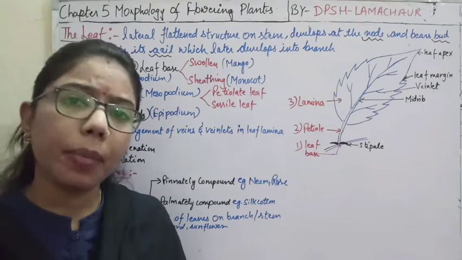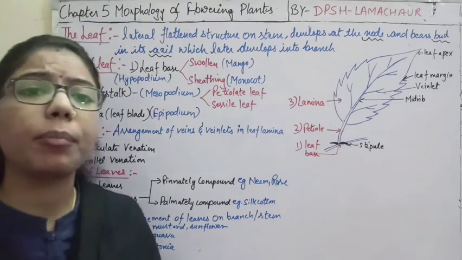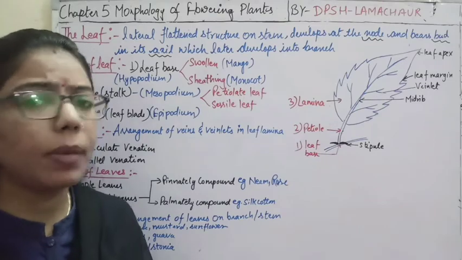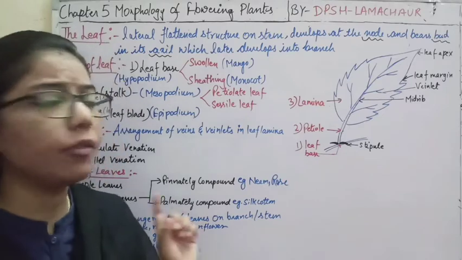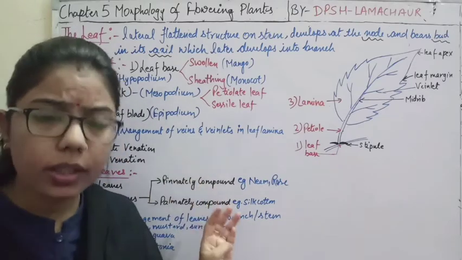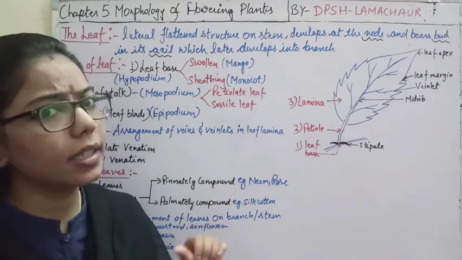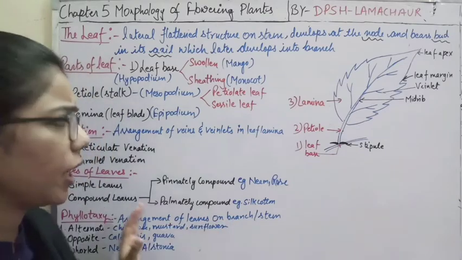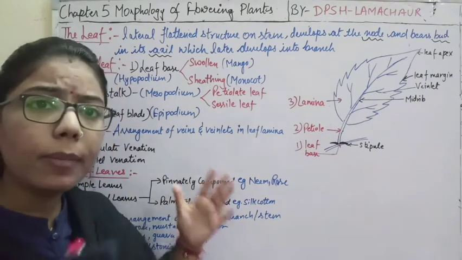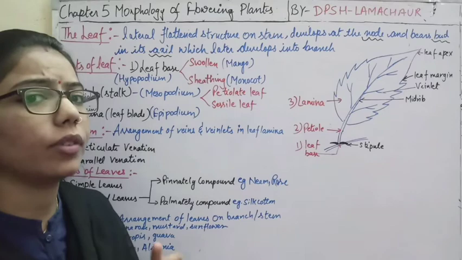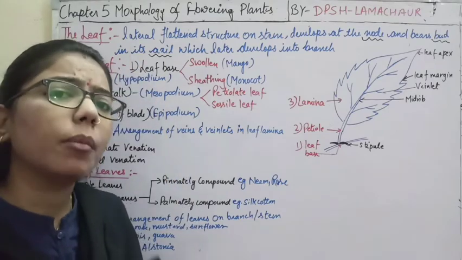Okay, so in the last session we completed different parts of the plant. We discussed that we have to do root, then stem, then leaf, flower, fruit and seed. That much we have to complete in this chapter, and we will study the whole external appearance of those parts. That's why the chapter name is Morphology of Flowering Plants.